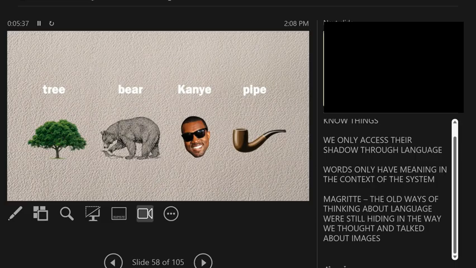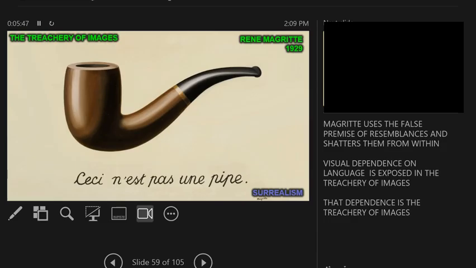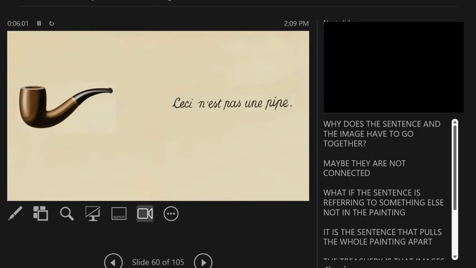So Magritte says the old ways of thinking about language were still hiding in the way we thought and talked about images. So Magritte uses the false premise of resemblances and shatters them from within. This visual dependence on language is exposed in The Treachery of Images, and that dependence is the treachery of images. Why does the sentence and the image have to go together? Maybe they are not connected. Maybe the sentence is talking about something else that's outside of the painting.